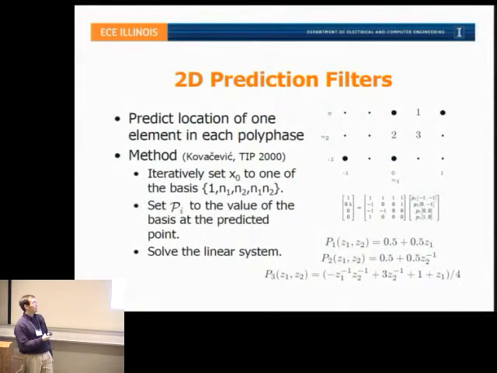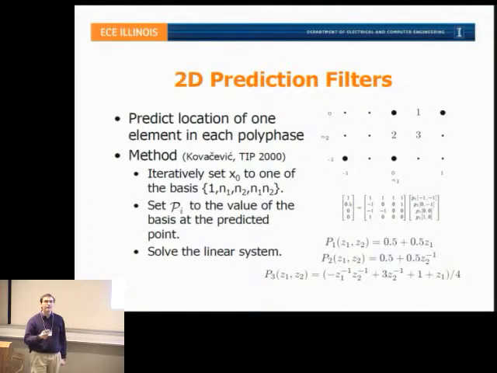You can do this same procedure for the second and third polyphase. That just means I have to change this vector. The matrix stays the same as I look at points 2 and 3, and I can get the other 2 filters shown in the bottom. And we see that particularly for filter 3, it's a non-separable 2-dimensional filter.